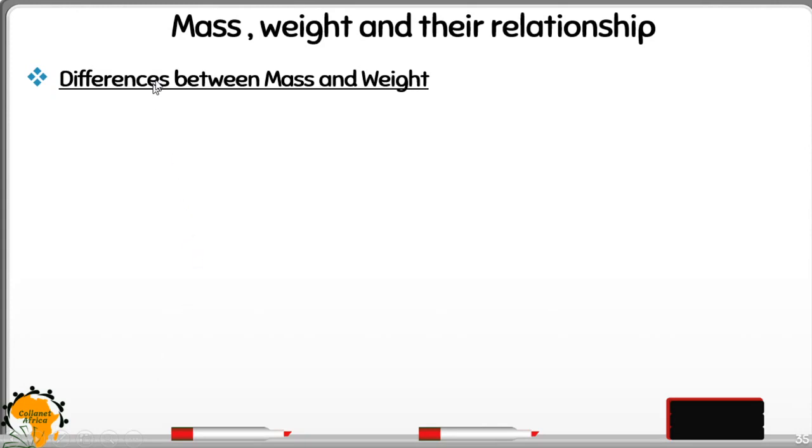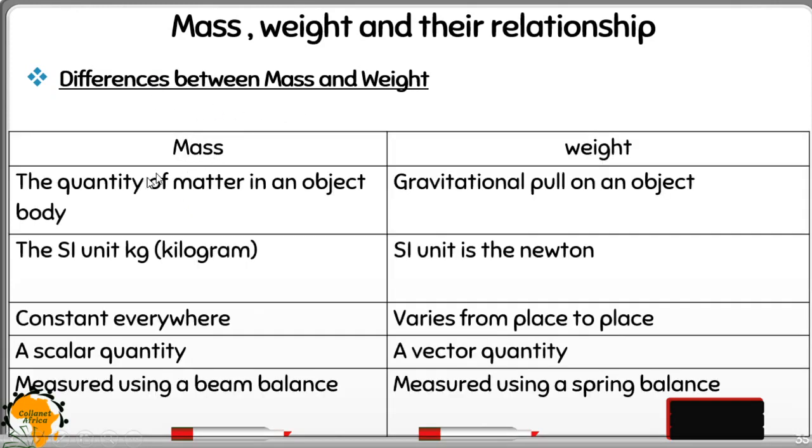Then we move to differences between mass and weight. We have mentioned some, but we have the first one. The mass, by definition, is quantity of matter in an object, while weight is gravitational pull on the object. Then we have seen that the SI unit of mass is kilogram, but now weight is a force and therefore the SI unit is Newton.